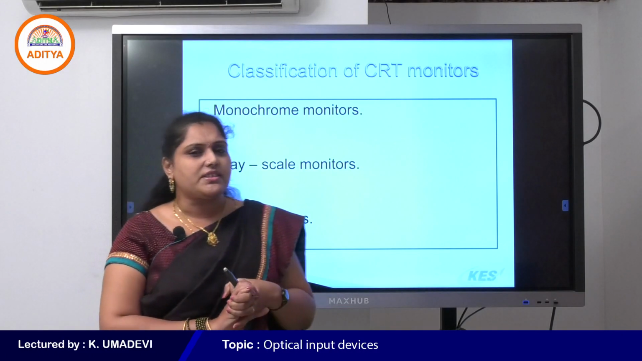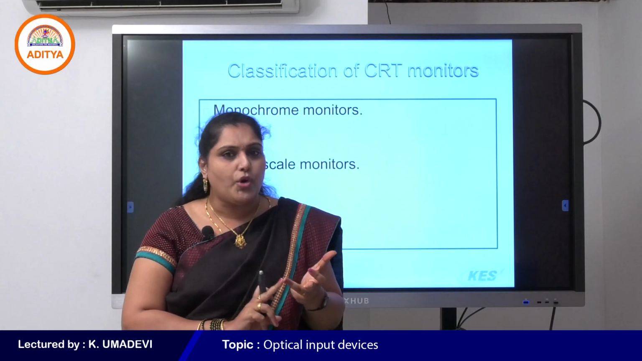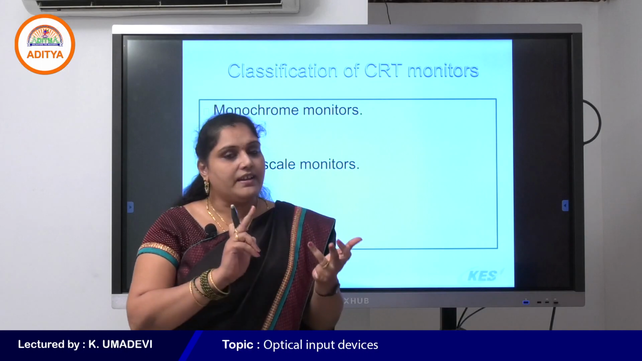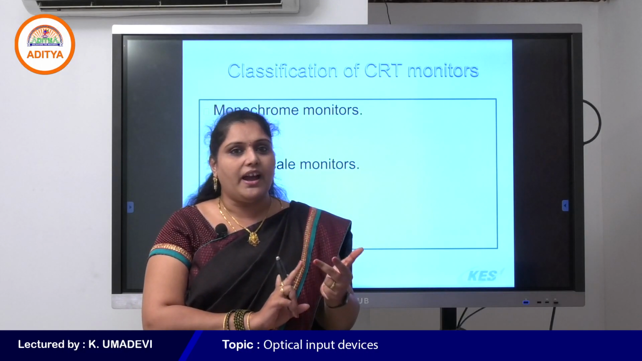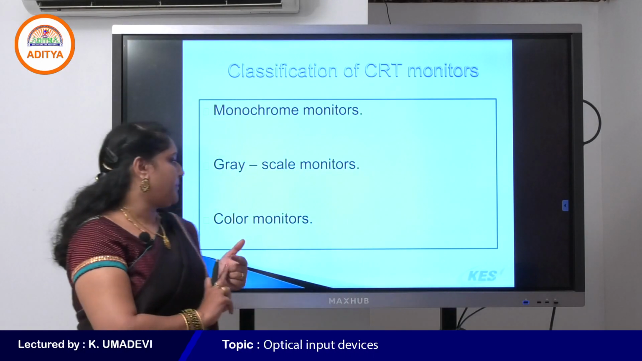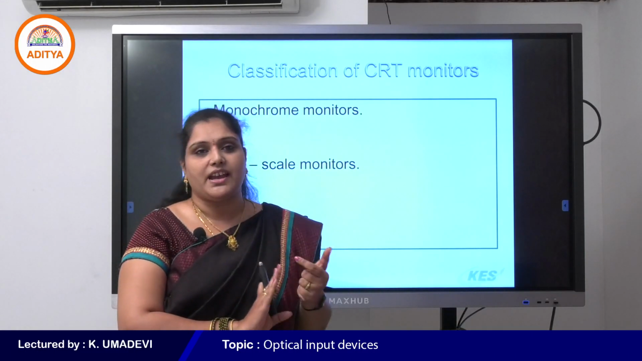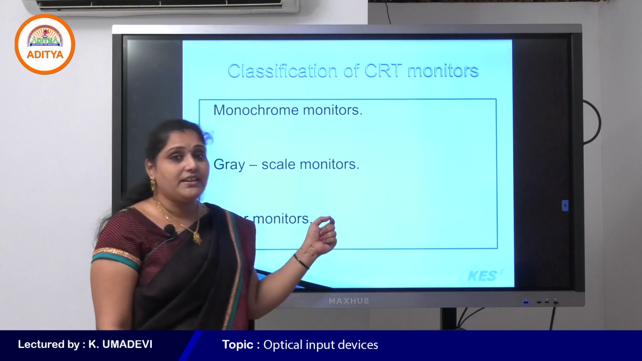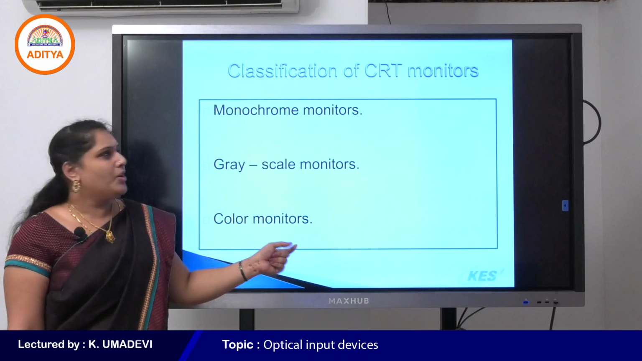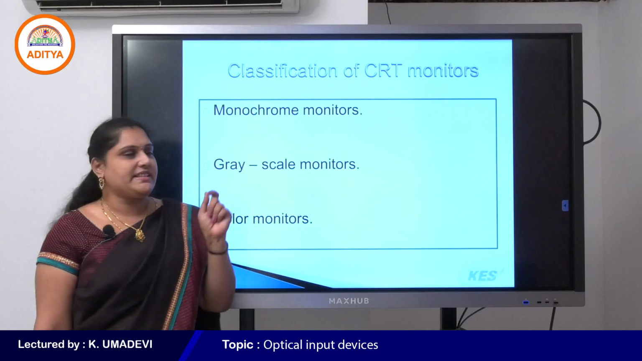Again, we have different types of CRT monitors. CRT monitors come in different types, that is monochrome monitors, grayscale monitors and color monitors. That means monochrome CRT monitors, grayscale CRT monitors and color CRT monitors. Monochrome monitors. So we will see one by one.